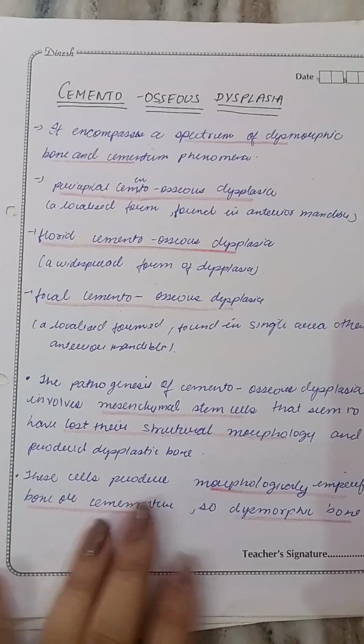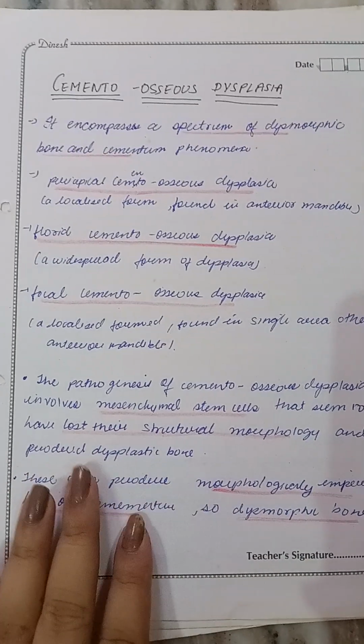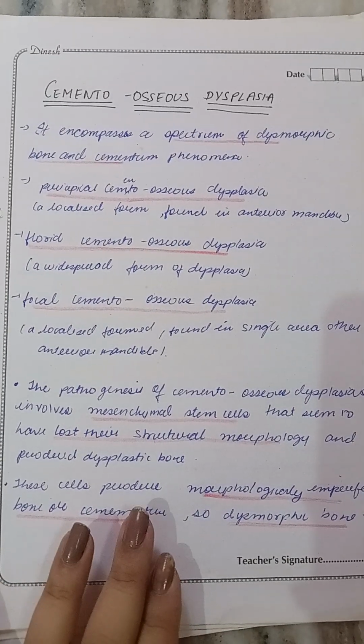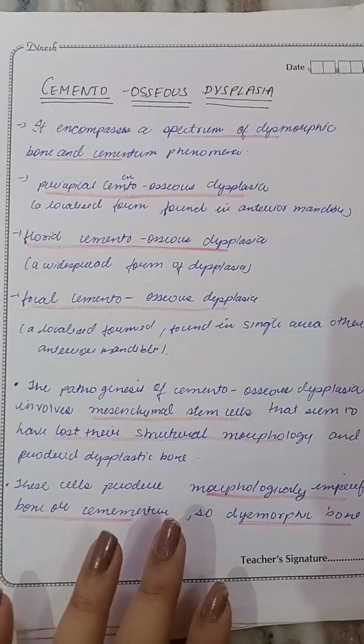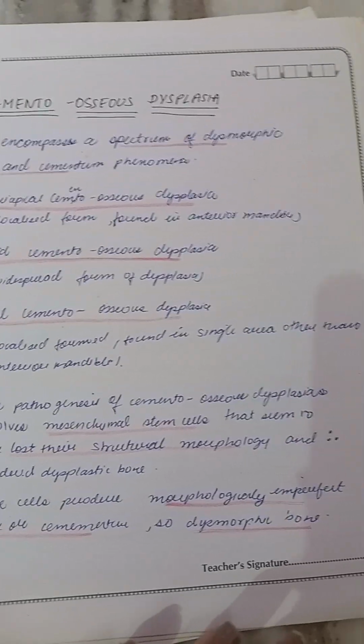So these kinds of cells, the mesenchymal cells which have lost their structure morphology, produce morphologically imperfect bone or cementum. Morphologically, whatever bone or cementum is being formed is imperfect. So this is called dysmorphic bone.